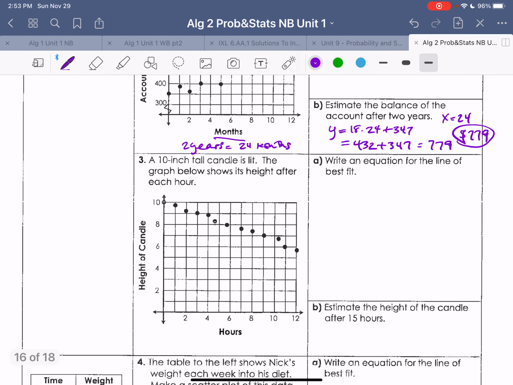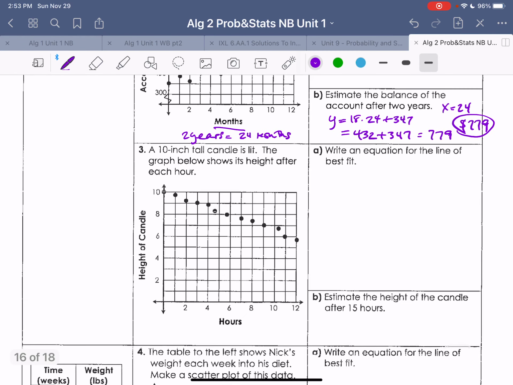So let's look at number 3. A 10-inch tall candle is lit. The graph below shows its height after each hour. So again, we're going to go into Desmos, graph this, and find the equation for the line of best fit.